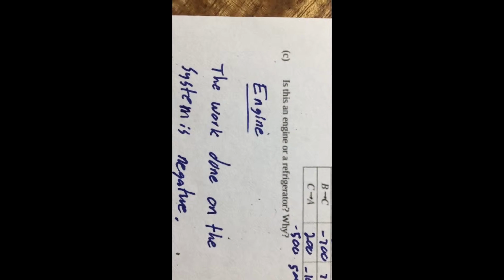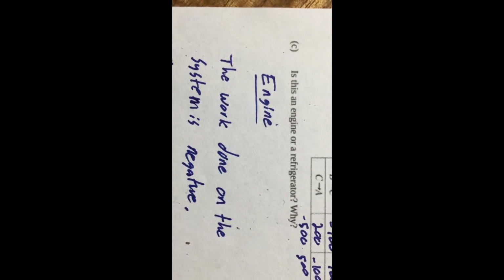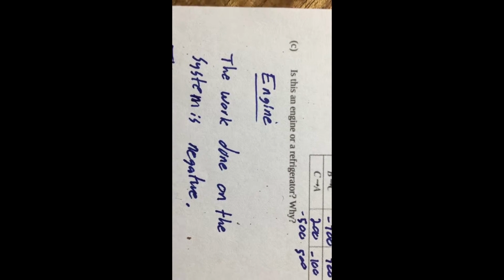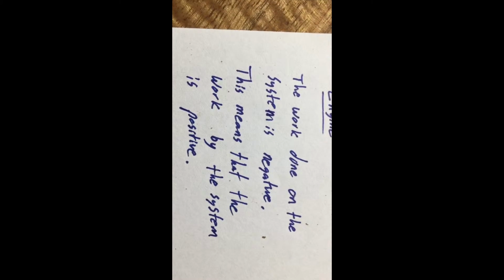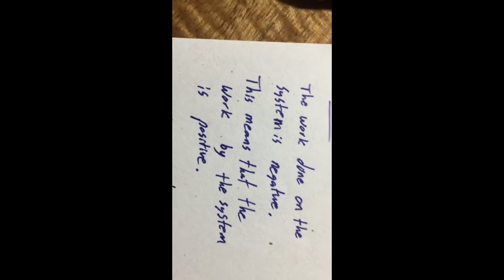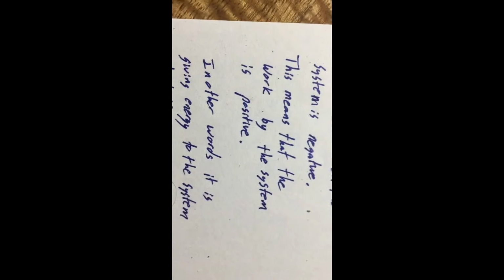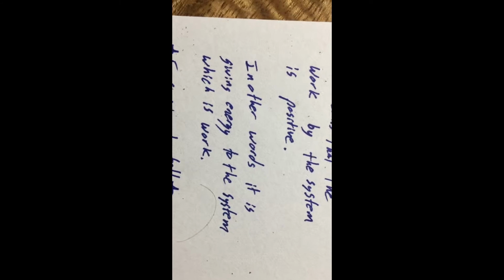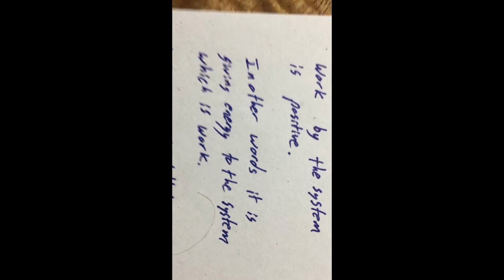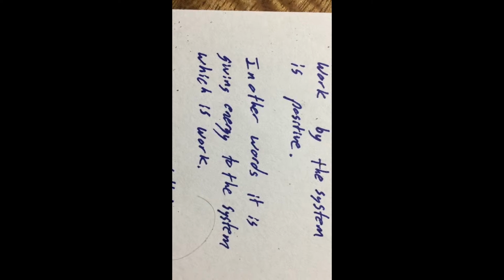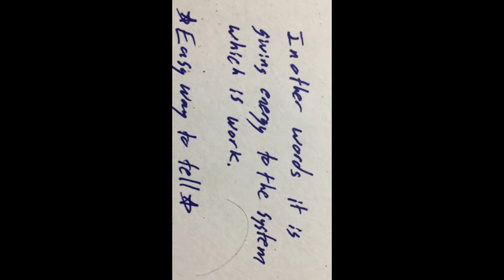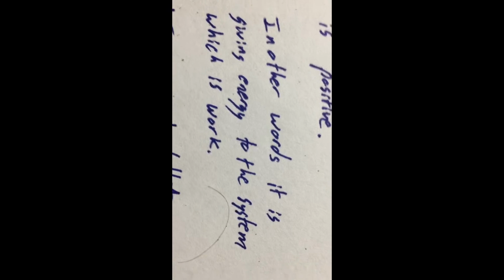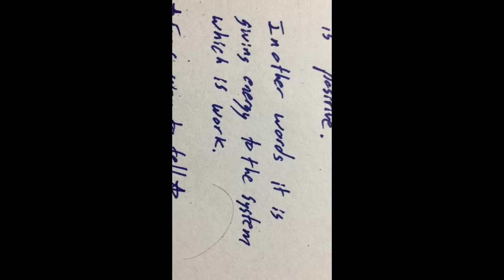So, part C, is this an engine or a refrigerator, and why? Well, first of all, it's an engine because the work done on the system is negative. That means that the work done by the system must be positive. They're inverses. So, in other words, this cycle is giving energy, which translates to work because it's getting negative work, which is giving. It's just a weird way of saying it.